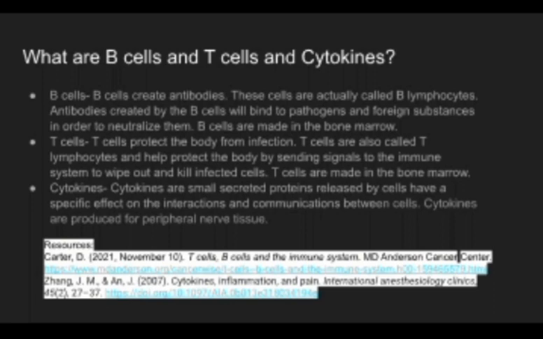Cytokines are small secreted proteins released by cells that specifically affect cell interactions and communications. Cytokines are produced by the peripheral nerve tissue.